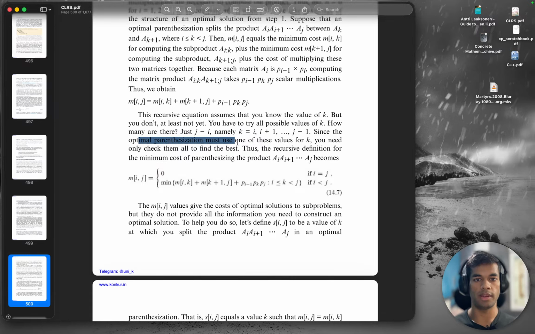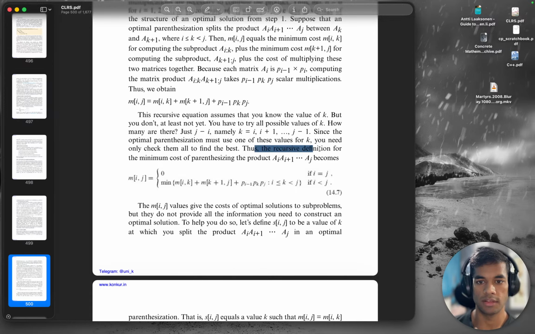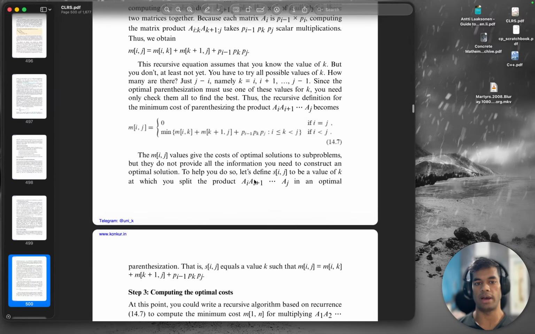Since the optimal parenthesization must use one of these values of k, you need only check them all to find the best. Thus, the recursive definition for the minimum cost function is this: find the minimum where k goes from i till j minus 1.